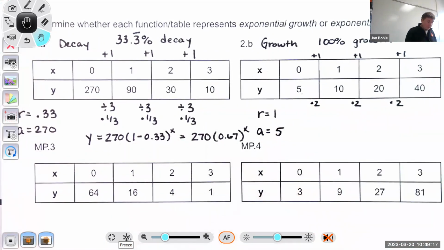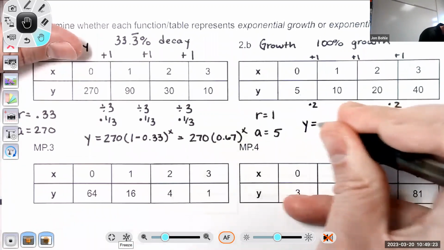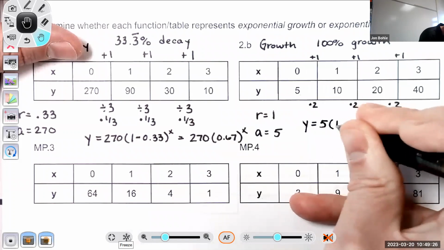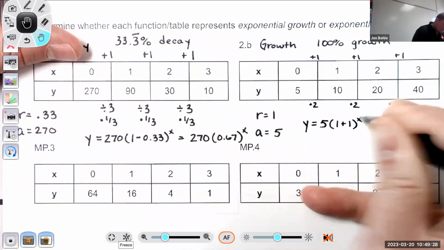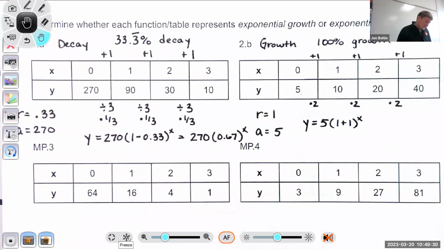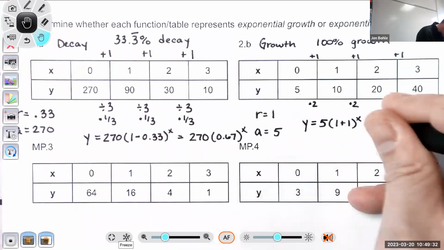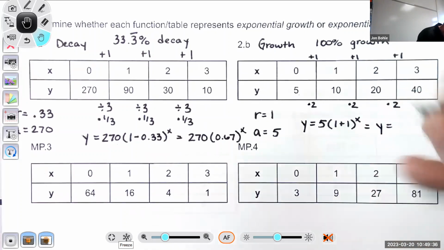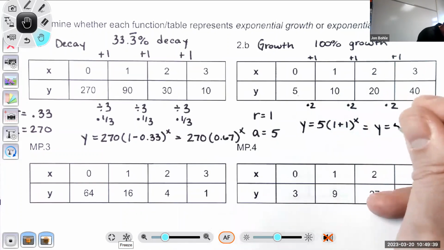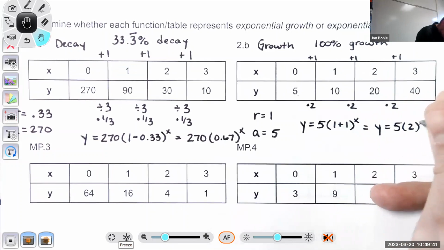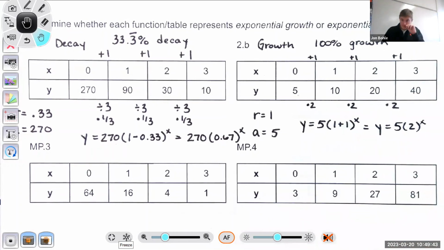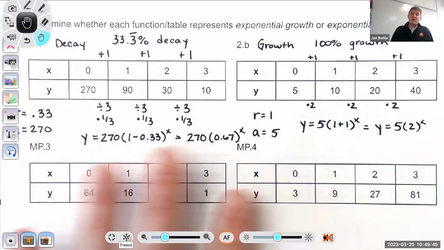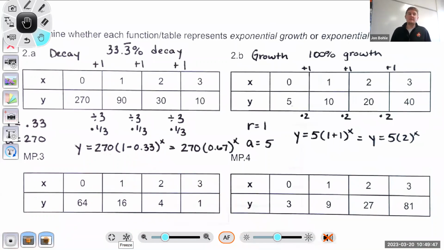So then I'm going to use my growth formula. That's in the very top left of our paper. Okay, and it's going to be Y equals 5 times (1 plus 1) to the X power. So this will be Y equals 5 times 2 to the X power. So 100% growth is doubling.